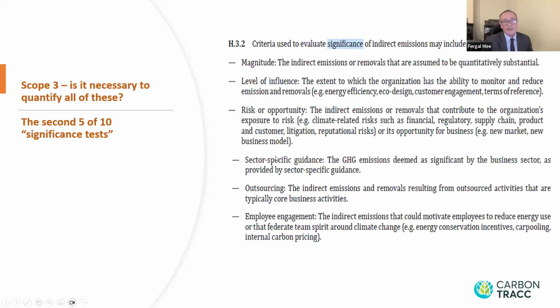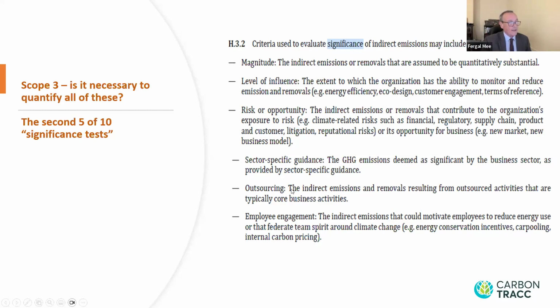Some industries have sector-specific guidance. Aluminum: the IAI, the International Aluminum Institute, has a series of tools for aluminum smelters that they can use to quantify their Scope 3 emissions. So if there's sector-specific guidance published for your industry, giving you guidance on how to do the Scope 3 emissions, you should do them. Outsourcing, obviously.